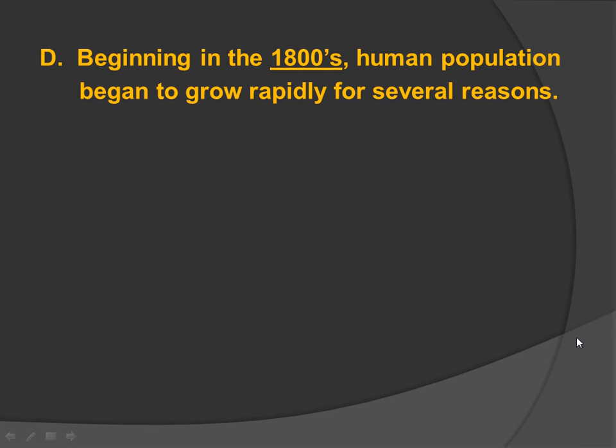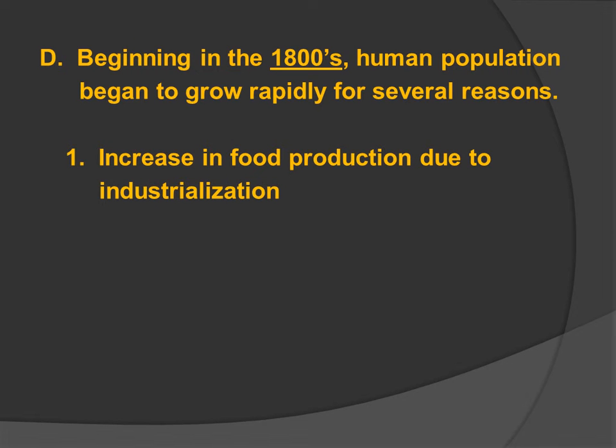D, beginning in the 1800s, human population began to grow rapidly for several reasons. Number 1, increase in food production due to industrialization. The more food you can produce on the same piece of ground, the more people that can survive because of it. So once we began to go with industrialization, what we did was greatly increase the yield, or the amount of food you could produce on 1 acre of land.